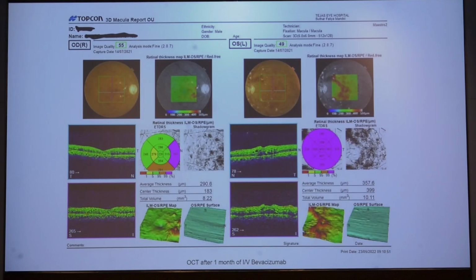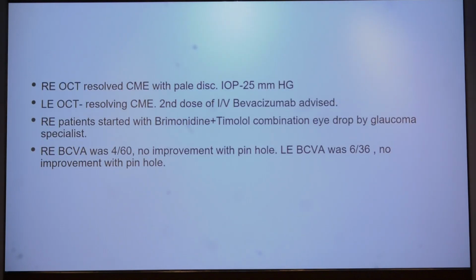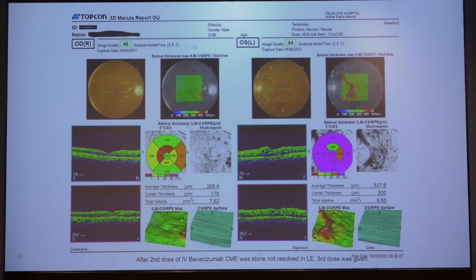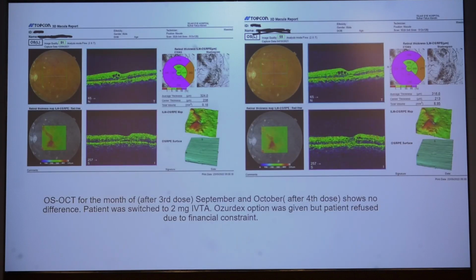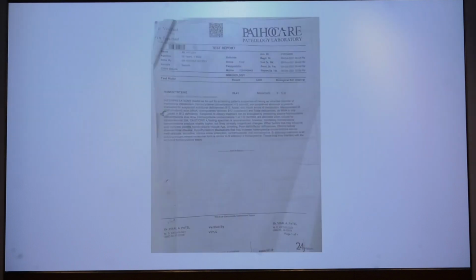And after the 2 doses, right eye CME was resolved, but the left eye still had CME. But the right eye IOP was 25 mmHg, so he was started on brimonidine plus timolol combination eye drops by the glaucoma specialist. Right eye BCVA was 6/60, no improvement with pinhole. Left eye was 6/36 without improvement. So the left eye CME was still not resolved after the 3rd injection. So the patient was advised 2 mg IVTA in the left eye as the patient was phakic. Ozurdex option was given but the patient refused due to financial constraints.